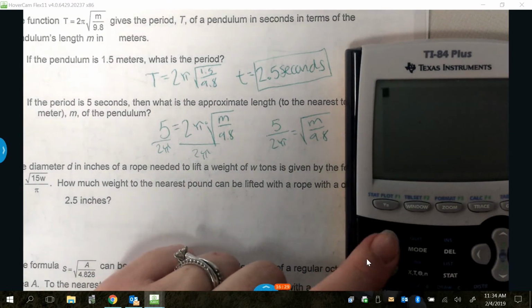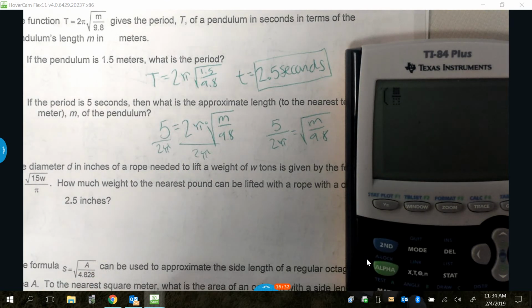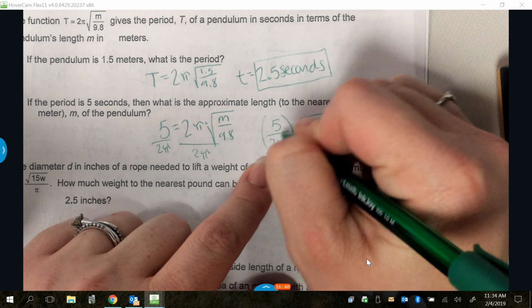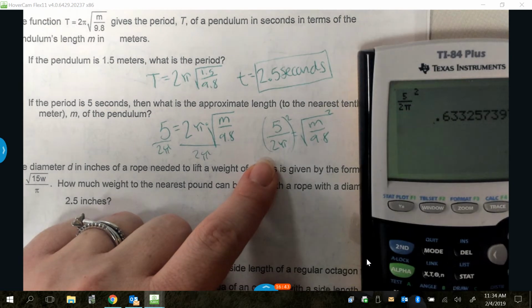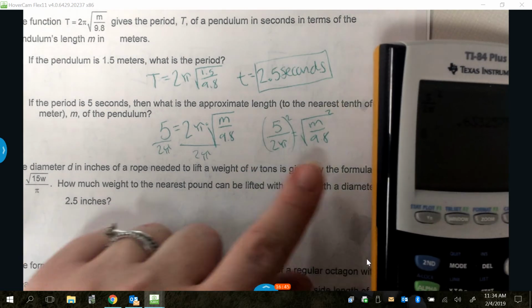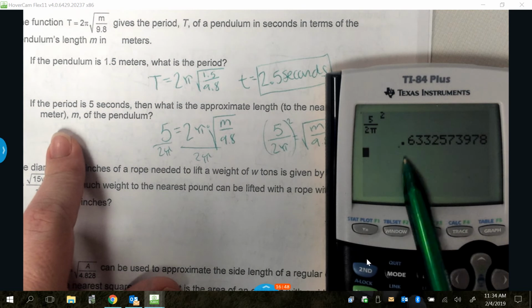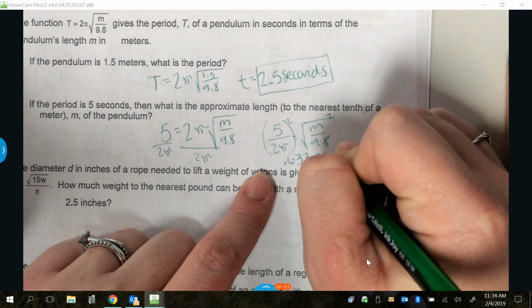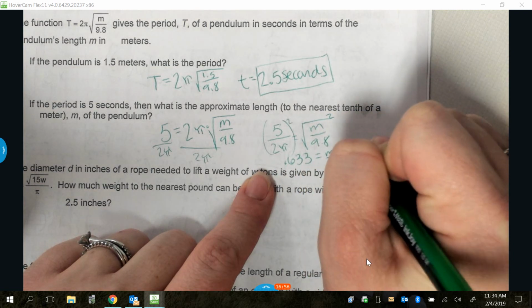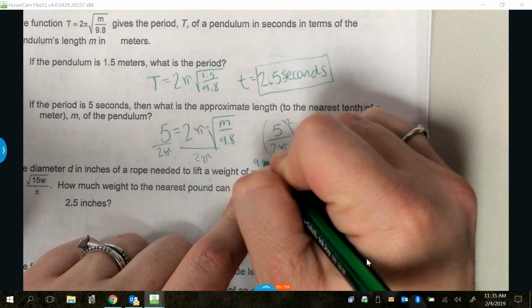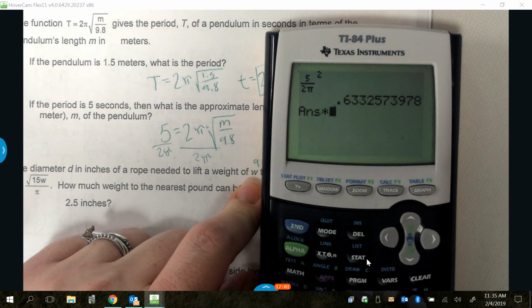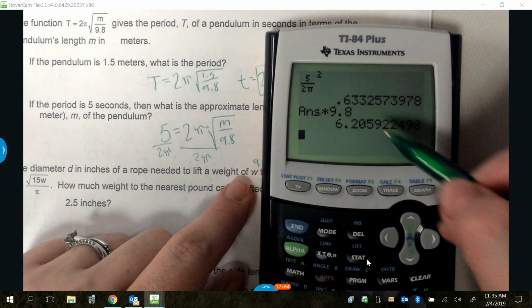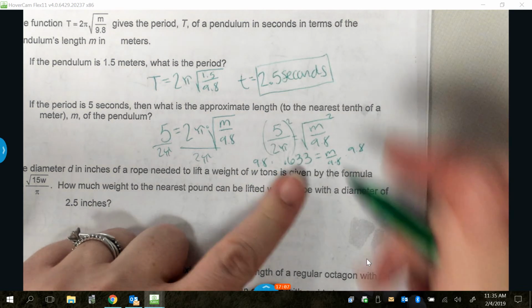Okay, I need to square both sides. So alpha y equals enter, 5 over 2 pi squared, because I'm going to square both sides, gives me 0.633. This is rounded to the nearest tenth, so that's just like 0.6, but I'm going to keep it. So 0.633 equals m over 9.8. Now I'm going to multiply both sides by 9.8. I'm just going to hit multiply 9.8 because it is the answer, and we'll say 6.2.